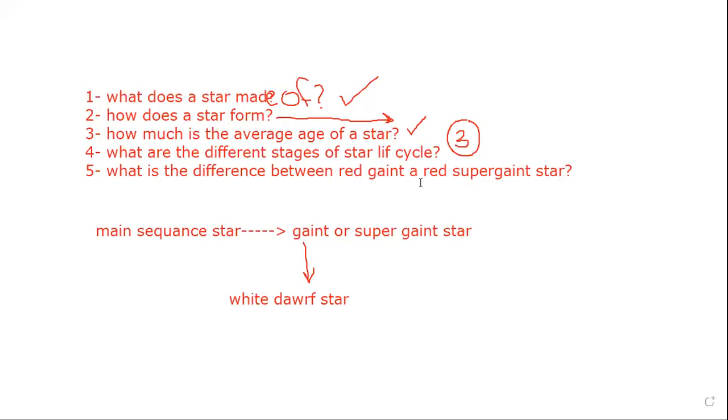Relative to the sun, the red giant is 10 times bigger than the sun, while the red super giant is 100 times. So mainly the super giant is bigger than the red giant. That depends on the initial star. That means the super giant is the second stage of a big star, while the red giant is the second stage of a small or medium star. Is it clear here, guys?